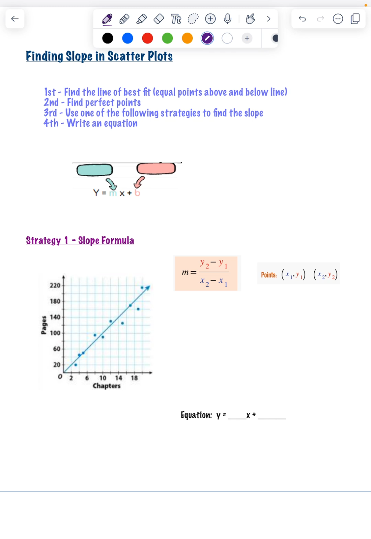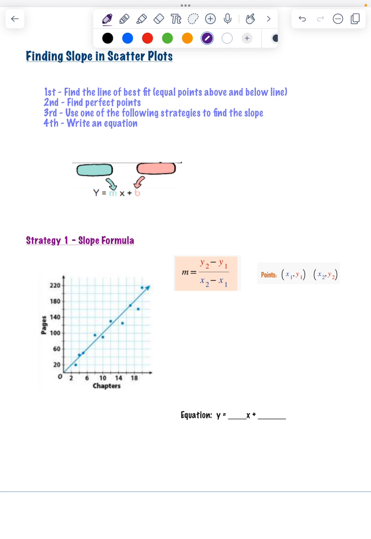Once we have our line of best fit, then we can read our line left to right and find our perfect points. And then we can use one of the following strategies to find our slope once we know our perfect points on our line of fit. Lastly, once we calculate our slope, then we're able to put it all together in our equation. As a reminder, when we're writing our equation, we're following that y equals mx plus b format.